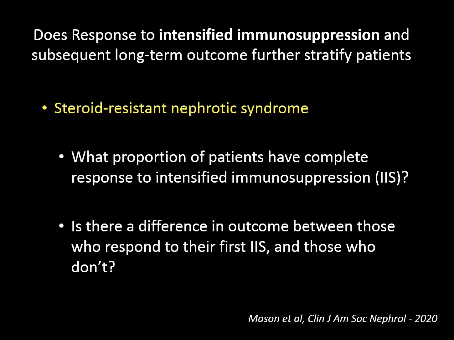What about your response then? Can you take that a step further and look at your response to your second line immunosuppression? So can we gather further clues from the way that these patients respond to their immunosuppression? Clearly when these patients are resistant to steroids, we start other immunosuppression on them, and usually it's something like cyclosporin, or it may be other drugs, eventually rituximab and so on. So we wanted to look at our cohort and ask what proportion of patients have complete response to their intensified immunosuppression, and is there a difference in outcome between those who respond and those who don't? So next slide.